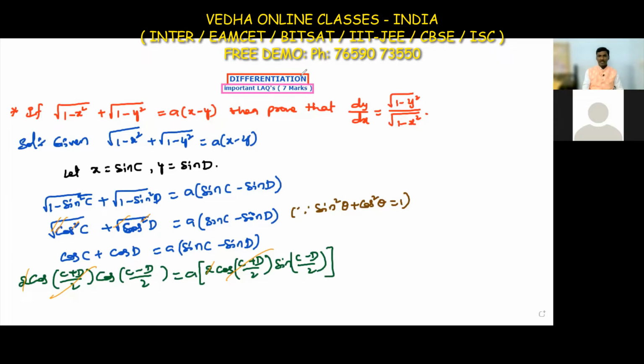Okay, so now here cos of c minus d by 2 whole divided by sine of c minus d by 2. Take this sine to the left side. Here it is multiplying; if you take it to this side, it divides. Cos by sine is equals to a. We have cos by sine is cot.